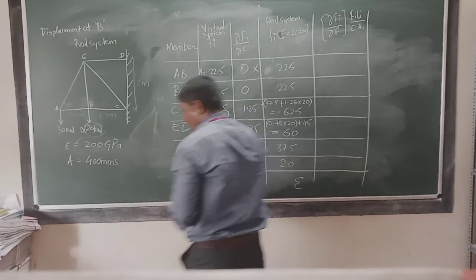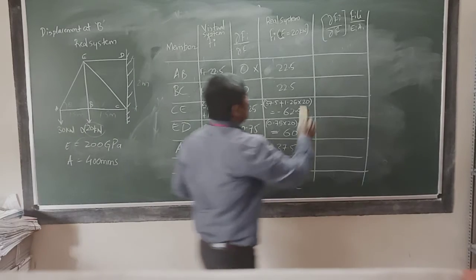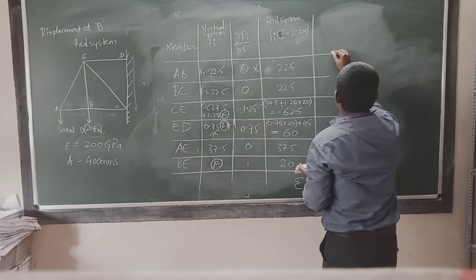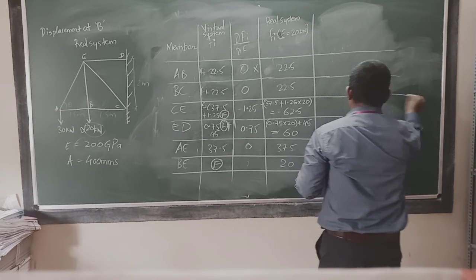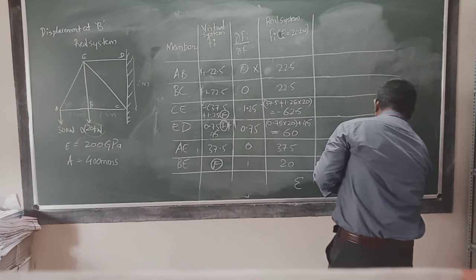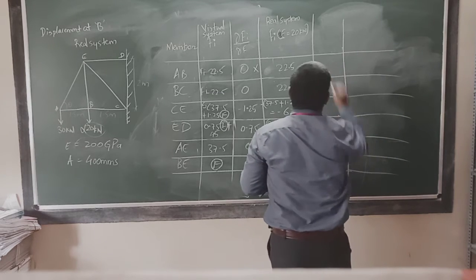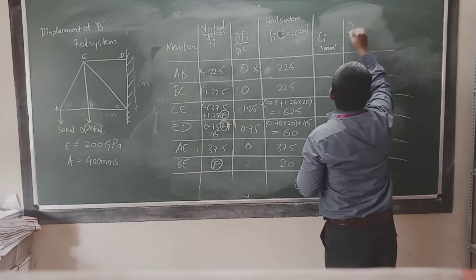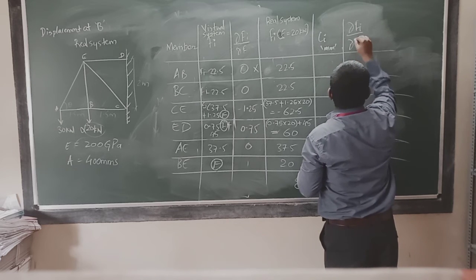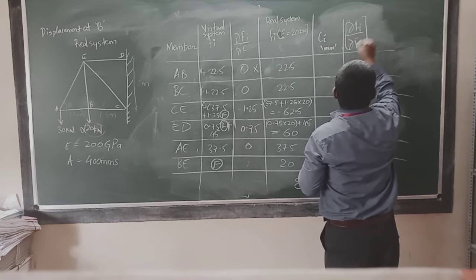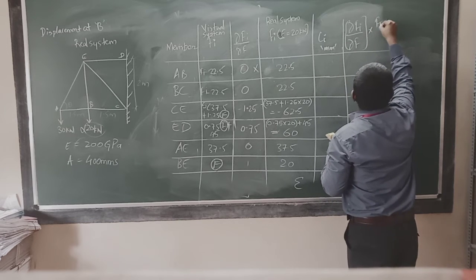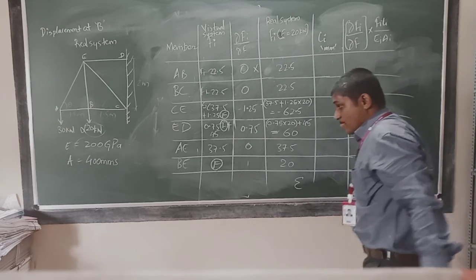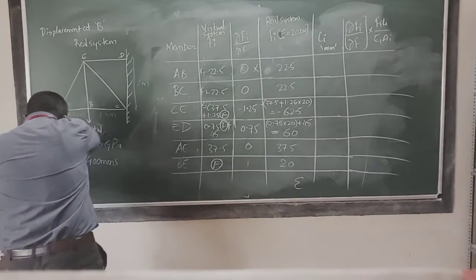So one more column I have to make here. In the equation there is one more term, that is Li, it is in mm. Then it will come dou Fi divided by dou F into Fi Li divided by Ei Ai. Okay. Now see here.